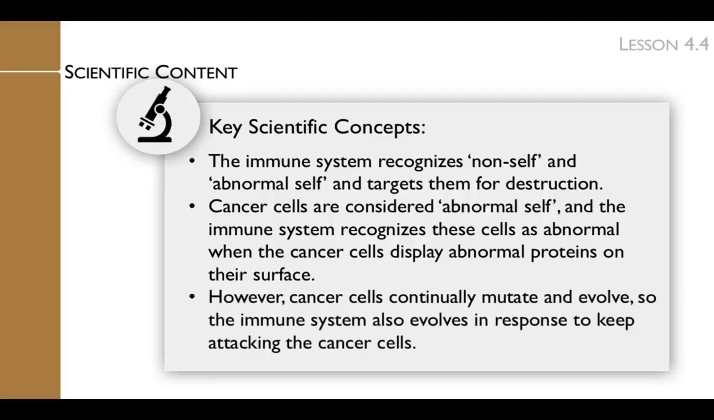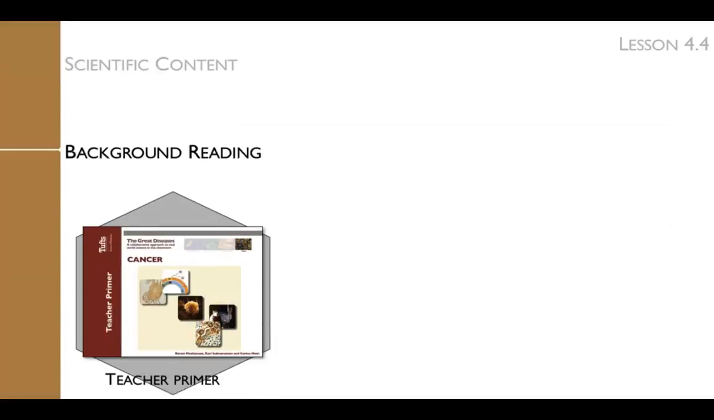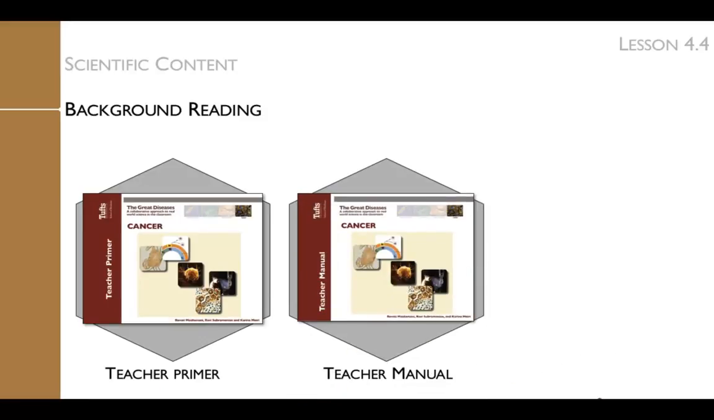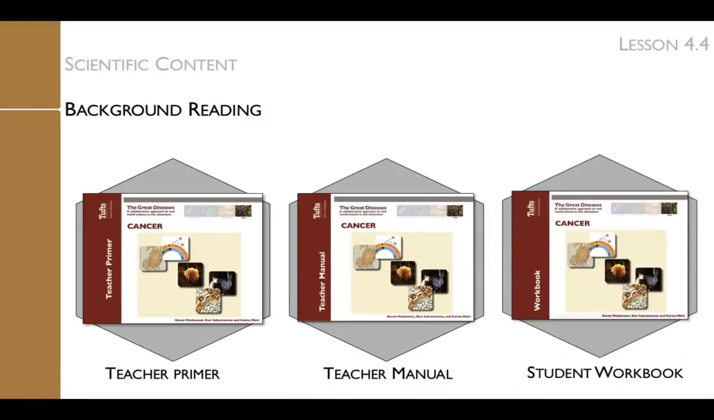However, cancer cells continually mutate and evolve, so the immune system also evolves in response to keep attacking the cancer cells. You can review the scientific content in the background reading provided for you in the teacher primer, the teacher manual, and the student workbook.